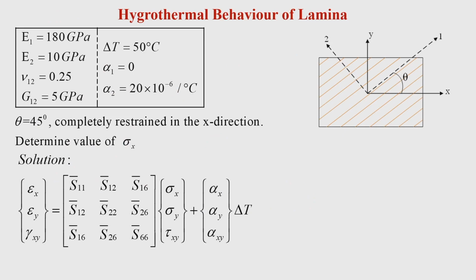Now, this is another problem where you have a 45-degree lamina which is completely restrained in the x direction. That means, it is restrained in the x direction, this is the x. It can move in the y direction.